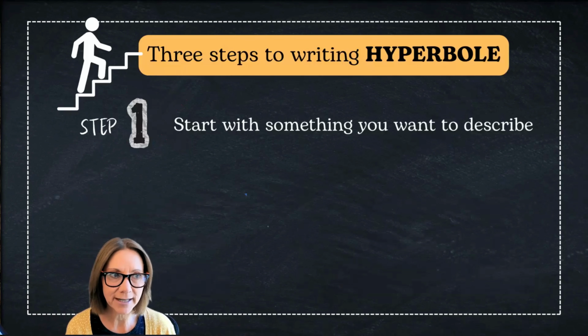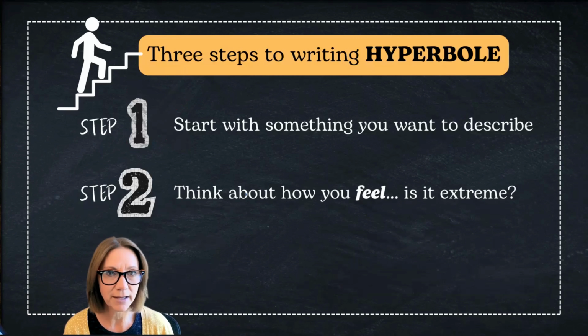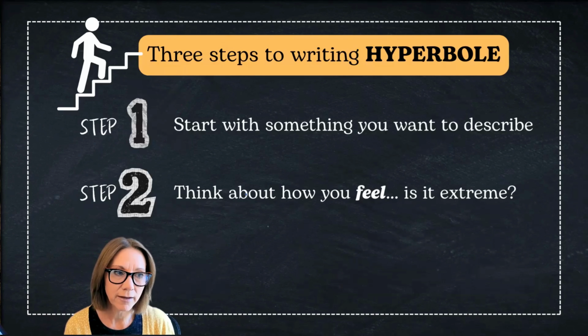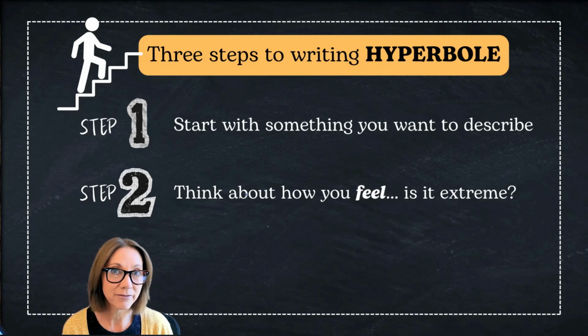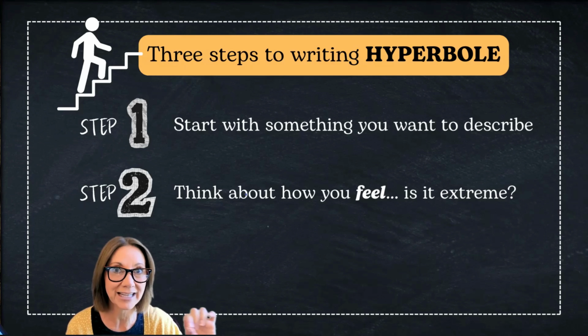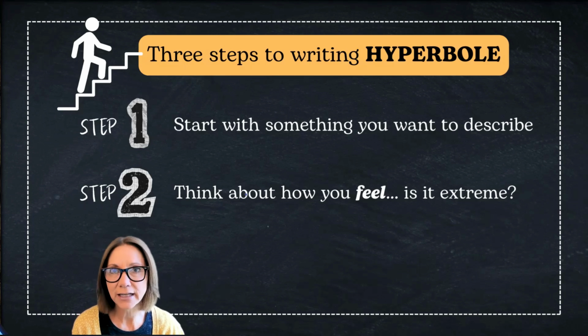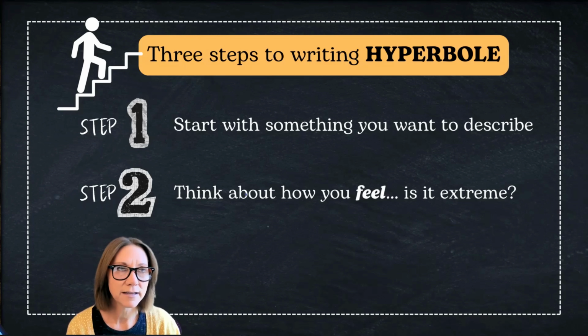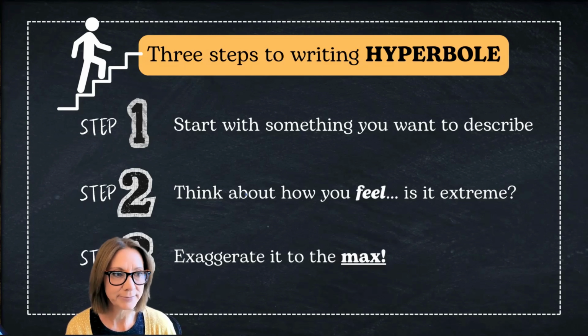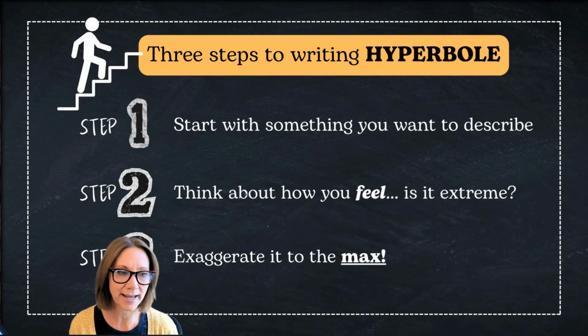There's 3 steps to writing hyperbole. So you're going to start with something that you want to describe, right? And now you're going to think about how does this object or this event or this thing make you feel? And then is that feeling that you get from it kind of extreme? So whenever you notice in your writing that you want to write the word really, stop and ask yourself, could I change really hot, really tired, really scared? Could I change it into hyperbole? So now you will exaggerate it to the max as far as you can.